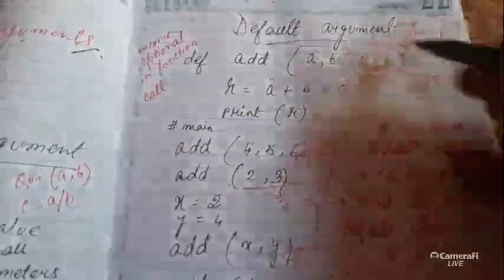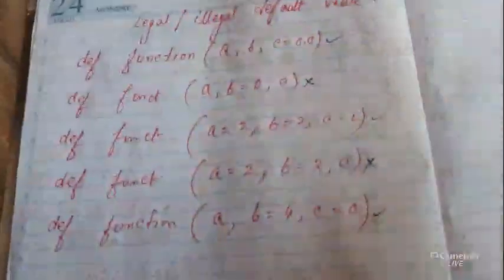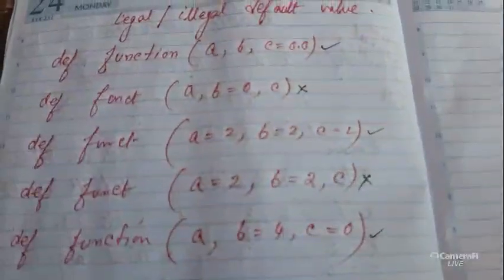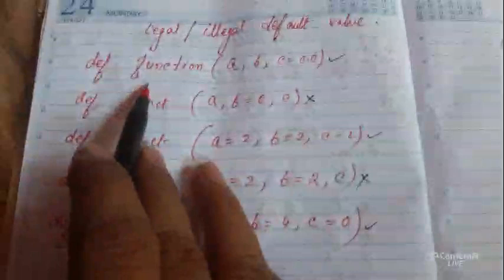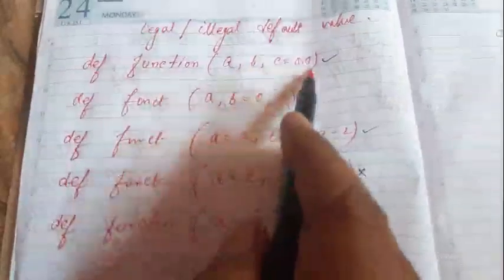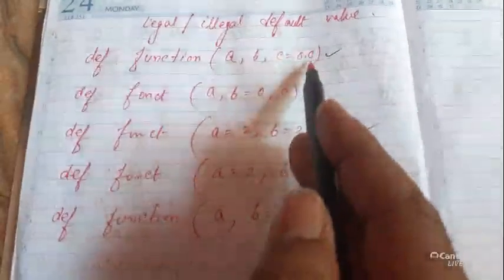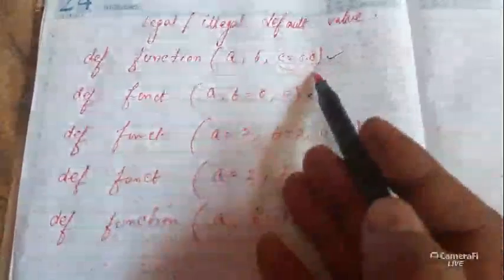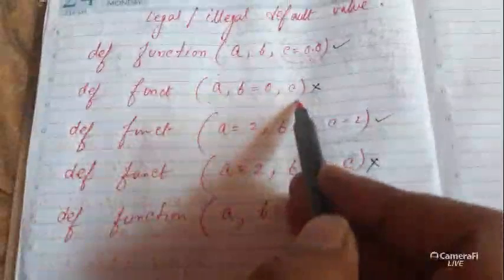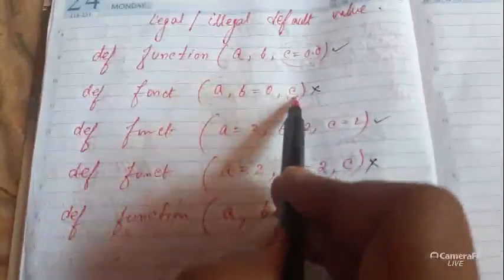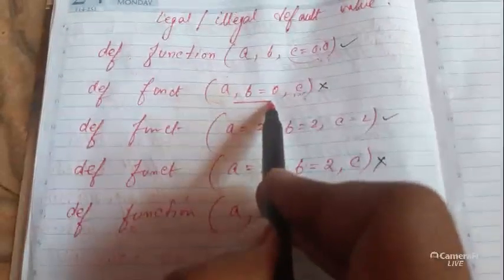So to understand this concept, let's take some examples. Here I have taken some examples, and you can see some of them have a tick mark and some have a cross mark. From here we will understand which are legal and which are illegal. def function a comma b comma c equals to 2, it is legal. As I mentioned, we can write from the right side, right to left onwards. So only the last one is a default argument, no issue, it is okay. In the second one, this is illegal. We have to start from the right. The c is not default. c has no default value, but b has. So it cannot be possible.